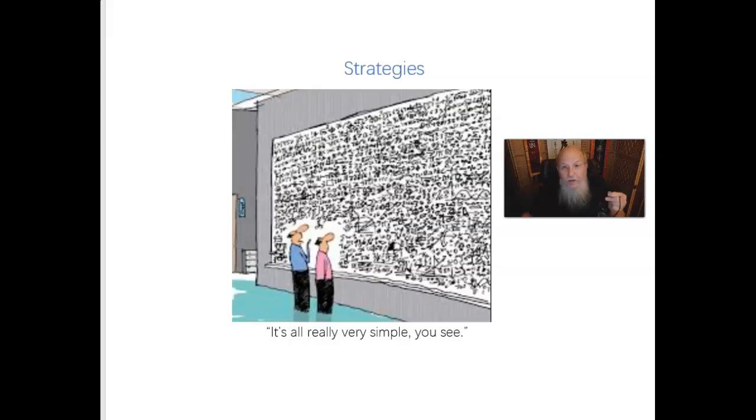Now, a strategy, as you know, is just a plan or a method for achieving a goal. And the goal we want to achieve is to take our premises and prove our conclusion. And it's really all very simple, you see. So just pay attention, and let's see what we come up with.